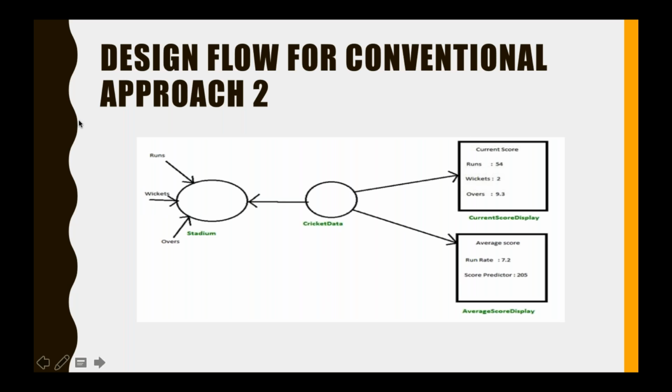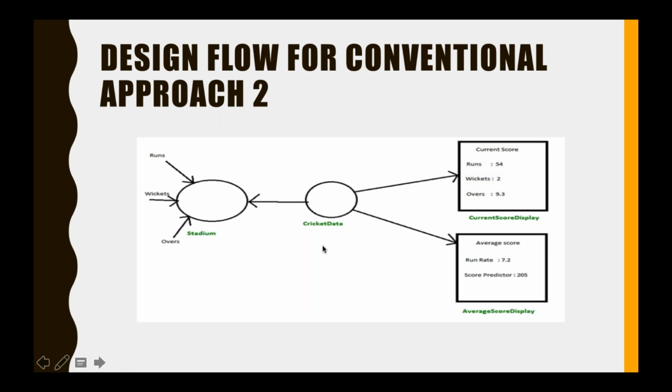Now, can anyone tell me, is there any problem associated with this particular design or not? I know the observer pattern, so I can tell very quickly that when you want to register a new client, like current score and average score, conventionally you have to keep modifying that class, cricket data. You have to keep adding instances of it, and the constructor will also change. Exactly, that's totally fair enough.